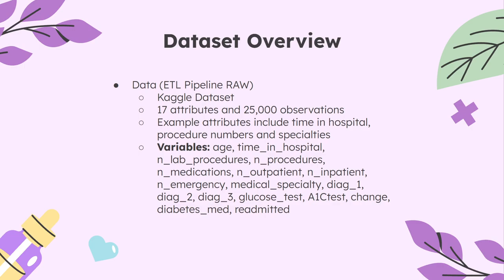So for our data set, this would be the raw layer. It's a Kaggle data set. It has 17 attributes and 25,000 observations. Some example attributes are time in hospital, procedure numbers, and specialties. And here is a list of the different variables.